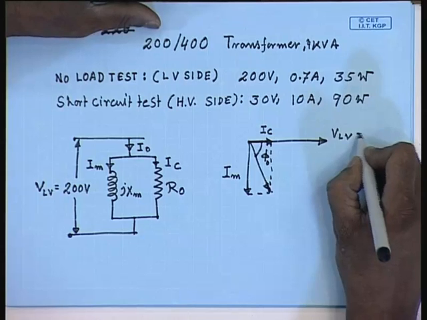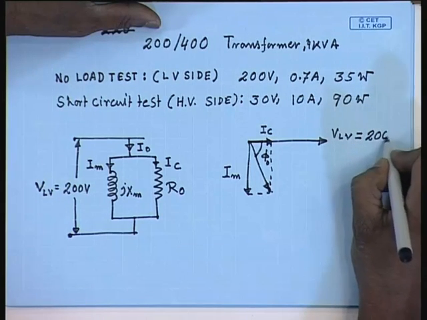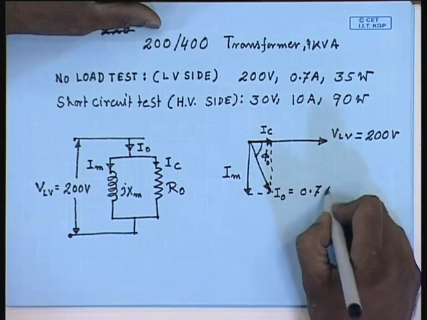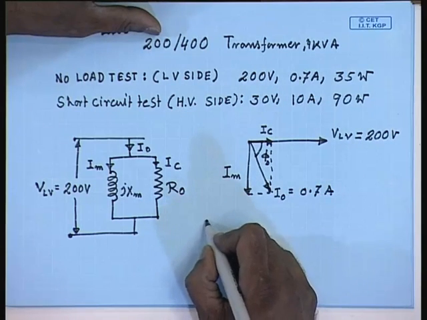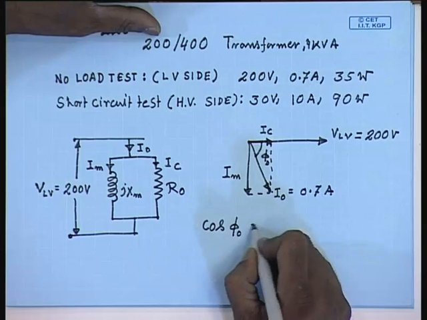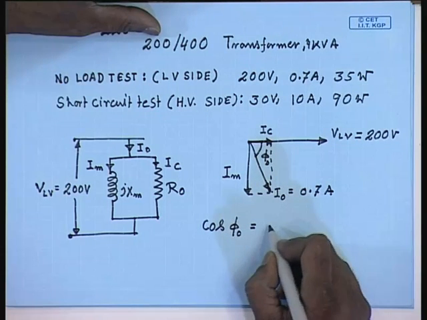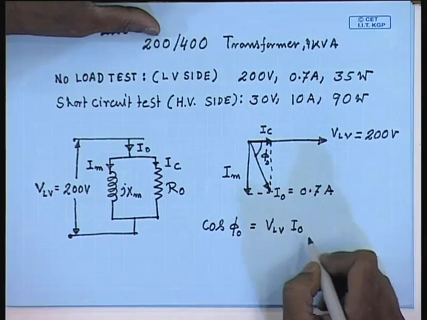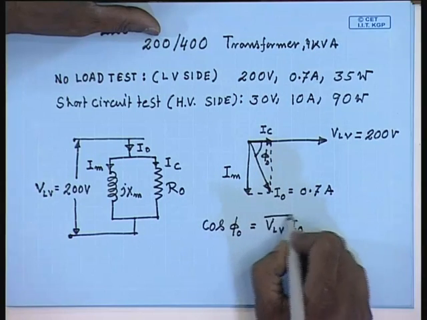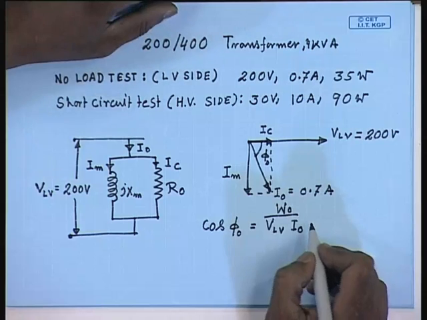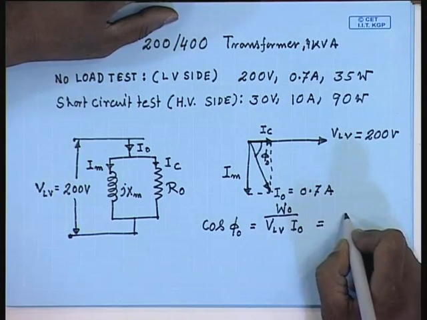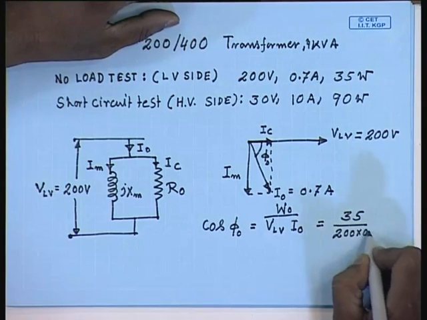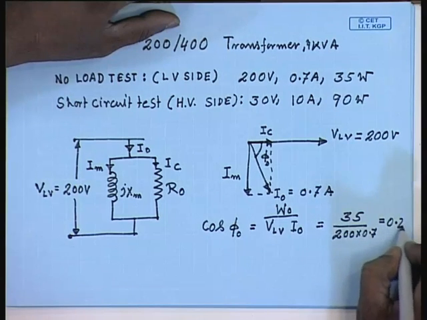Now, from the no load test data, this voltage is given to be 200 volt and the no load current I0 equals 0.7 amperes. Therefore, the no load power factor cos phi 0 equals W0 divided by VLV into I0, which is 35 divided by 200 into 0.7, let us say 0.25.